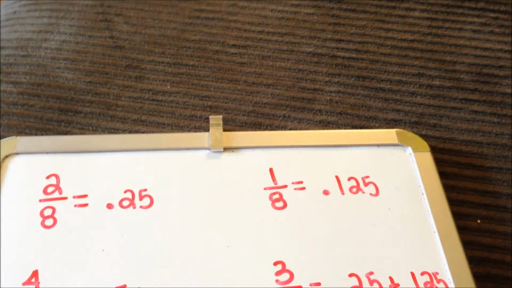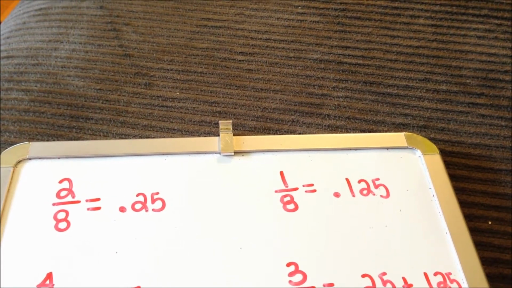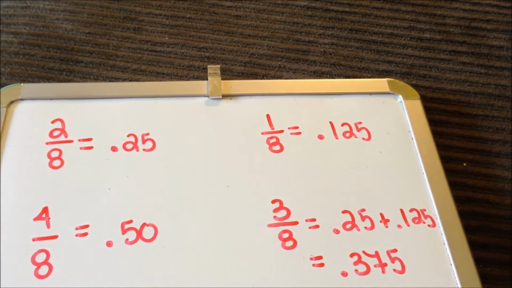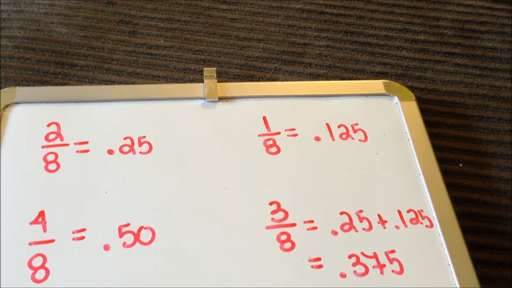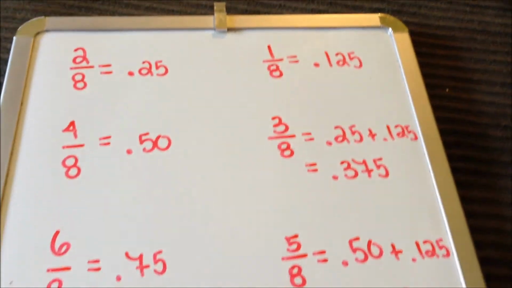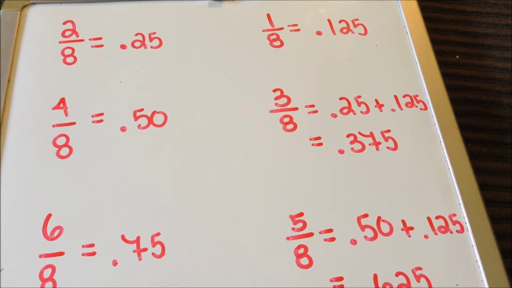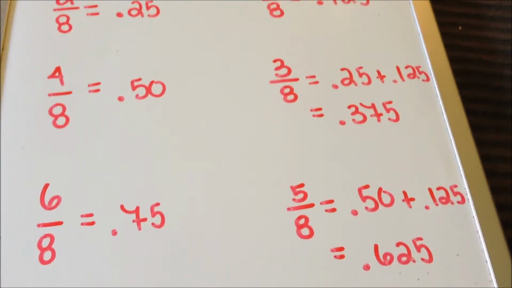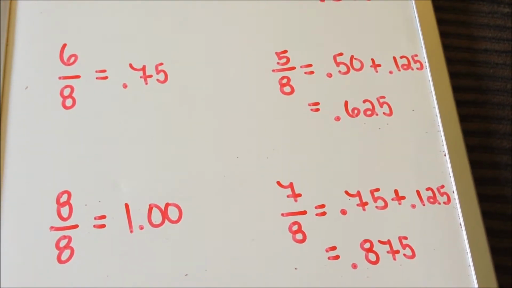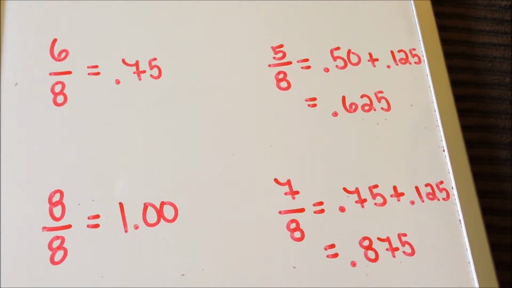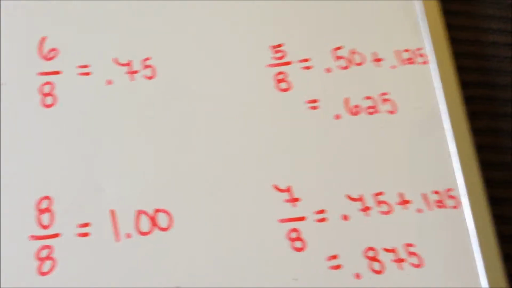If we talk about 1/8, well, 1/8 is half of 2/8, so half of 0.25, or half of 25, is 12.5, or 0.125. 3/8 will involve 2/8 plus 1/8, so a quarter plus 0.125. That gives us 0.375. 5/8 is equal to 4/8 plus an additional 1/8, so that's 1/2 or 0.5 plus 0.125. That gives us 0.625. And then finally, 7/8 is equivalent to 6/8 plus an additional 1/8. So that's 3/4 or 0.75 plus 0.125, and we get 0.875.